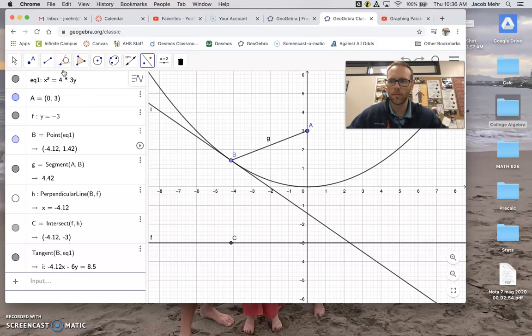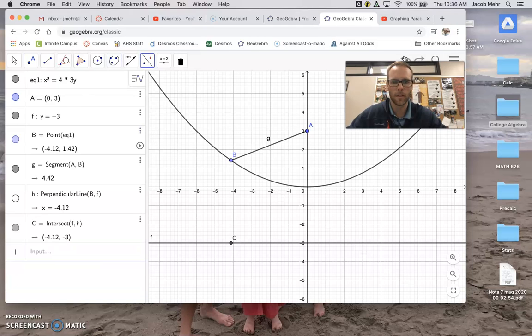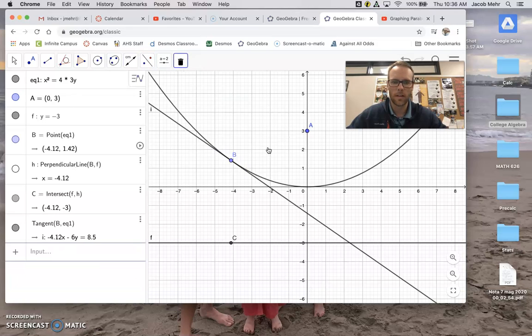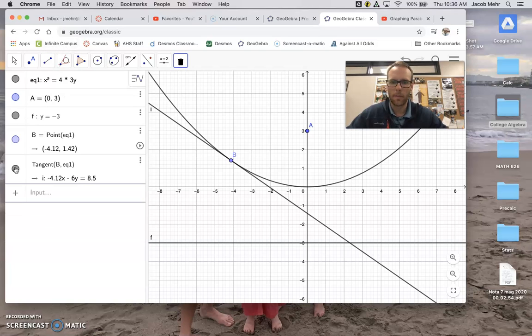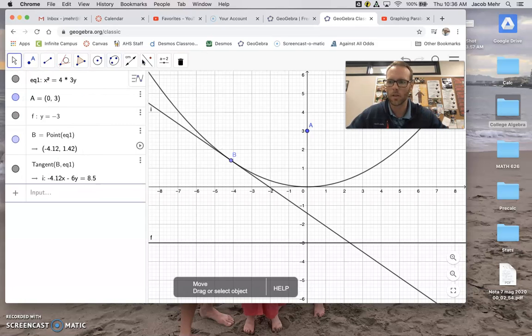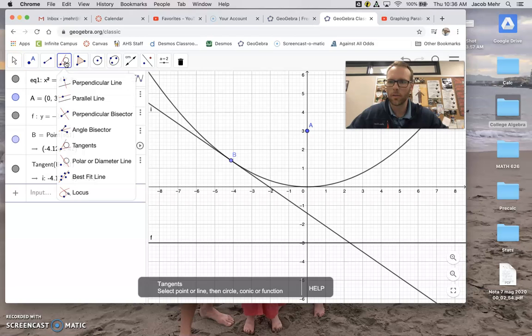Okay. Now, what else? Let's delete some other stuff. Let's delete this now. Let's bring that perpendicular line back in. I'm still on the delete tool, so I guess I deleted my perpendicular line. That wasn't good. Let's create a new one. Perpendicular line tool. There it is.